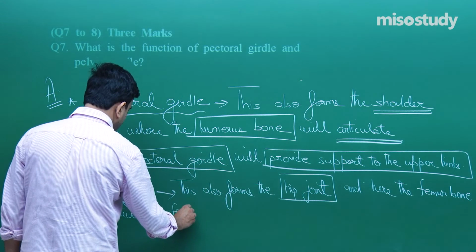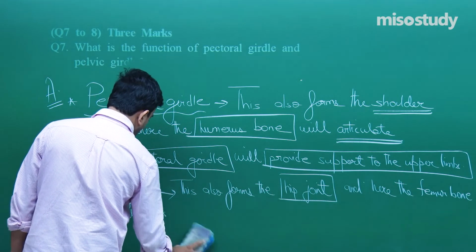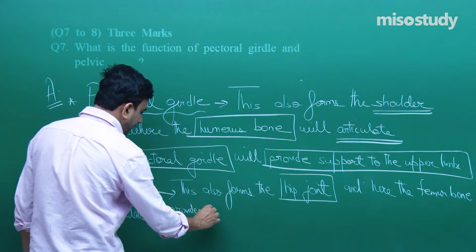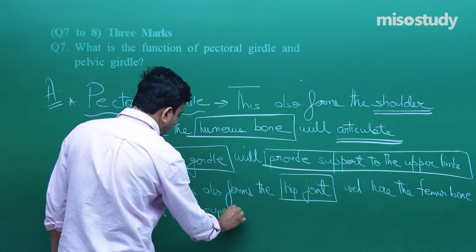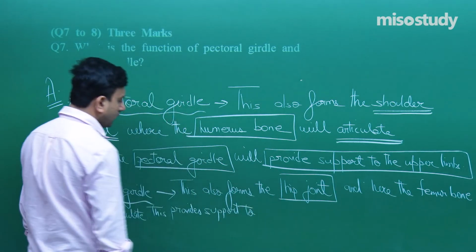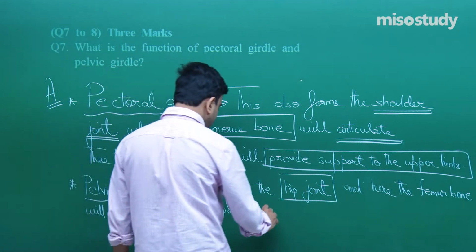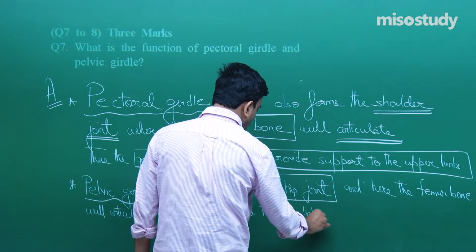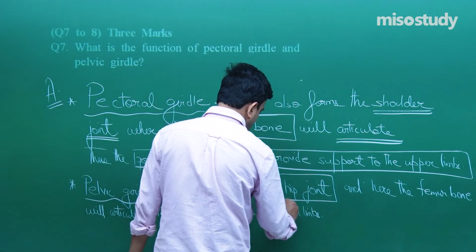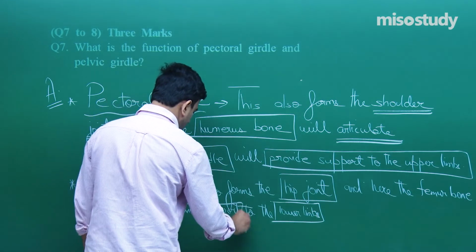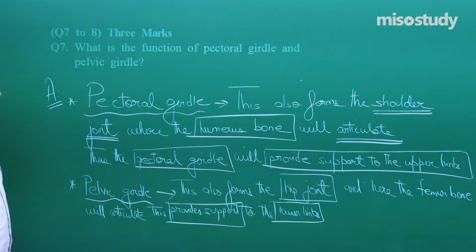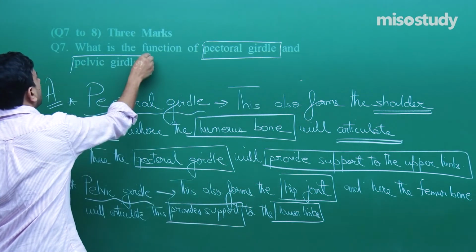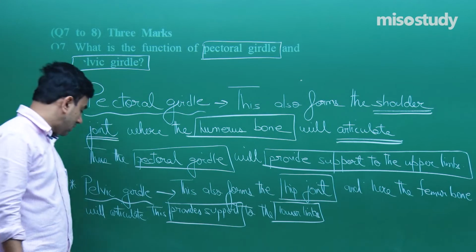This provides support to the lower limbs. So, this is the function of the pectoral and the pelvic girdle.